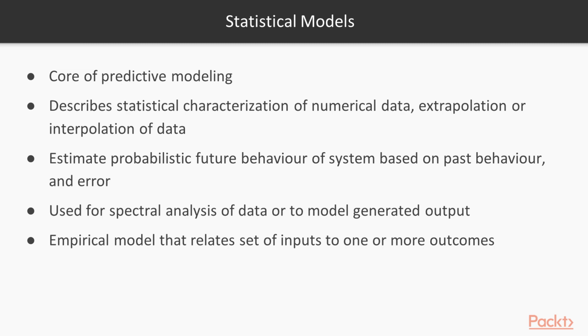A statistical model is at the core of predictive modeling. A statistical model describes the statistical characterization of numerical data, extrapolation or interpolation of data based on some best fit, estimating the probabilistic future behavior of a system based on past behavior, and error estimates of observations. Apart from these, an SM can also be used for spectral analysis of data or to model generated output. More formally, we can also think of a statistical model as an empirical model that relates a set of inputs to one or more outcomes by separating the response variation into signal and noise.